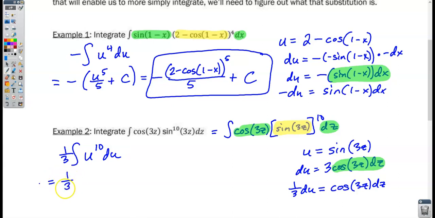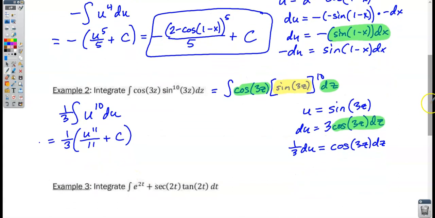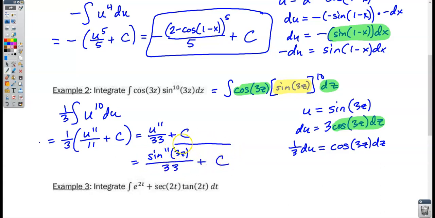Finding my antiderivative, this is 1/3 times u to the 11th over 11 plus c. I distribute my 1/3 through, which gives me u to the 11th over 33 plus c. And then I bring my u back. That's sine to the 11th of the quantity 3z all over 33 plus our constant.